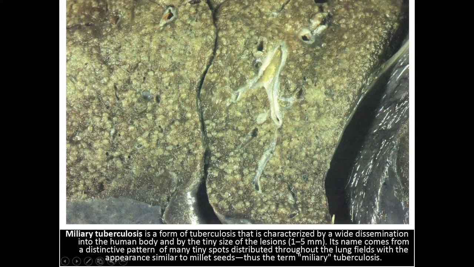In this tissue sample we see presented lung with tuberculosis. So we see miliary tuberculosis as a form of tuberculosis, and it is characterized by a wide dissemination in the human body and by the tiny size of the lesions, between 1 and 5 millimeters in diameter. Its name comes from a distinctive pattern of many tiny spots distributed throughout the lung, with the appearance similar to millet seeds. Thus, the term miliary tuberculosis is used quite often.